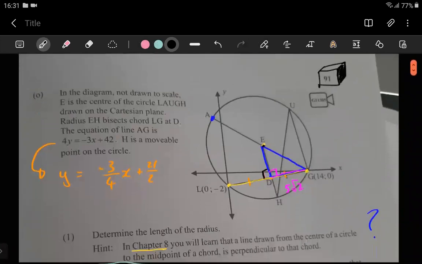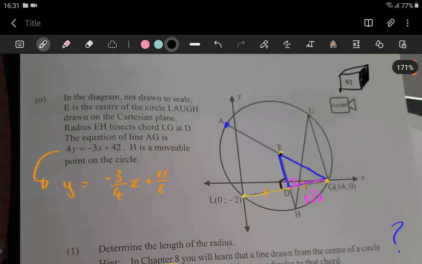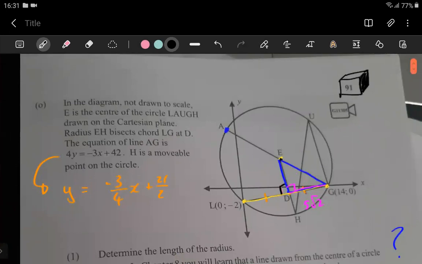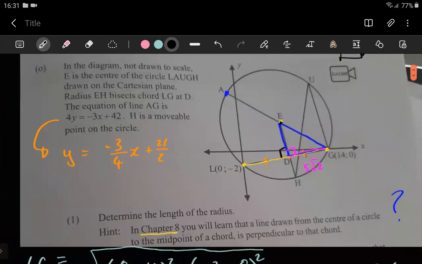Unless you see something. Do you see anything? Yeah, I really don't see anything, apart from the fact that I just need to get EG and then I'm done. But there's nothing. There is absolutely nothing. Like the equation of the circle, it's really not going to do much.